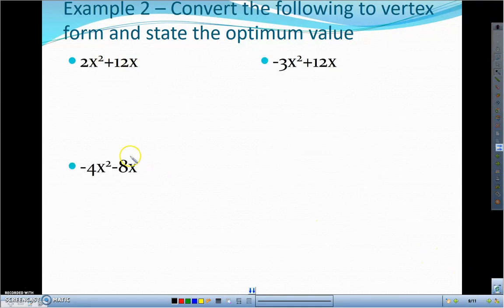They get a little bit harder as we go, and that's why I wanted to spend a little bit more time on more complex questions. Here, it gets a little bit more complex. We can't just do half of 12 and then square it. We've got to take out the 2 by common factoring. So this is actually equal to 2 bracket x squared plus 12 divided by 2 is 6x. And we need to have the x squared by itself in order to complete the square.